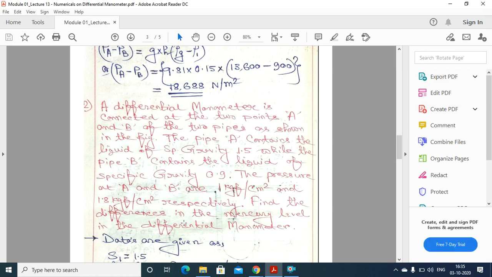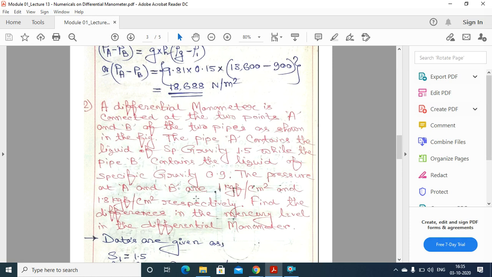So from this line you can conclude that in this type of numerical, two different liquids are used, and their pressure difference we have to measure. Now let's see what is given in this numerical. Specific gravity 1.5, while the pipe B contains the liquid of specific gravity 0.9.